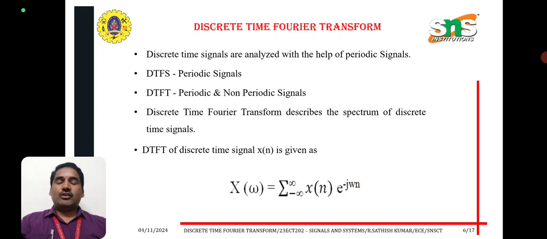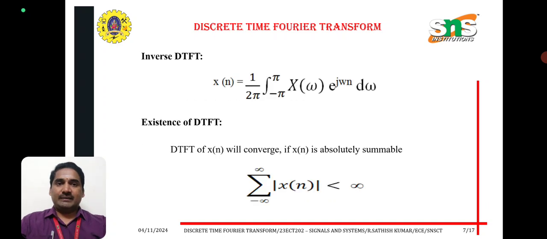The DTFT of discrete time signal x of n is given as X of omega is equal to summation n is equal to minus infinity to plus infinity x of n into e power minus j omega n. While we take the inverse discrete time Fourier transform, x of n is equal to 1 by 2 pi integral over minus pi to plus pi X of omega into e power j omega n into d omega.